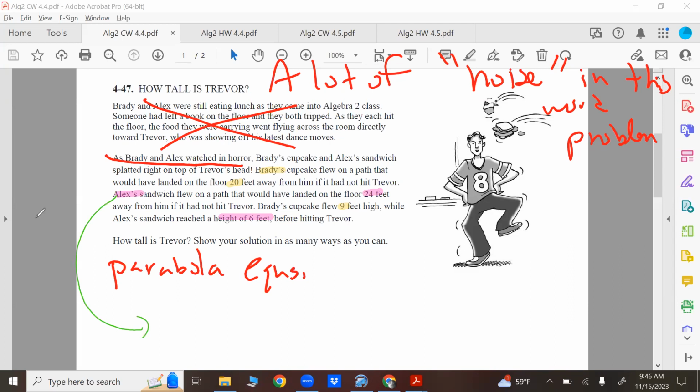So for Alex, that's a little thin. Let me make that a little thicker. There we go. For Alex, now remember the equation, parabola equations are like this, right? We know this. And if we think about graphically what's happening with Brady, it does this, right?